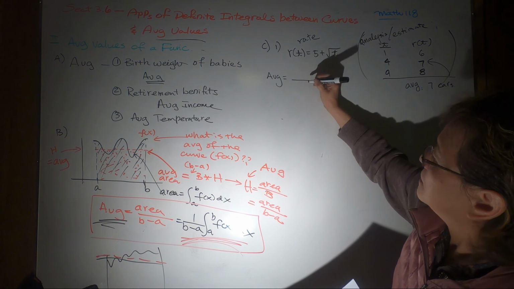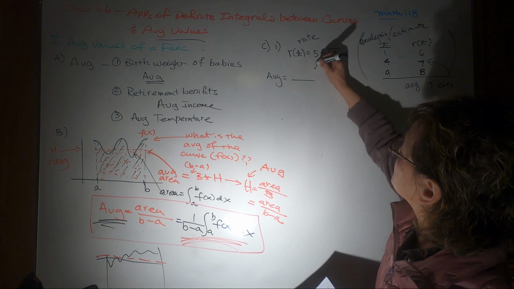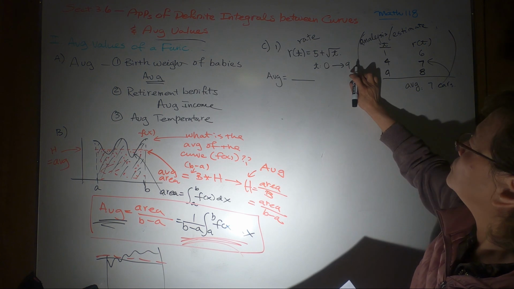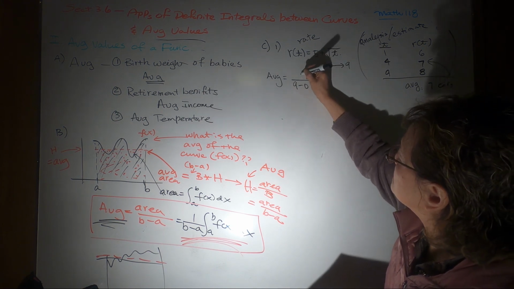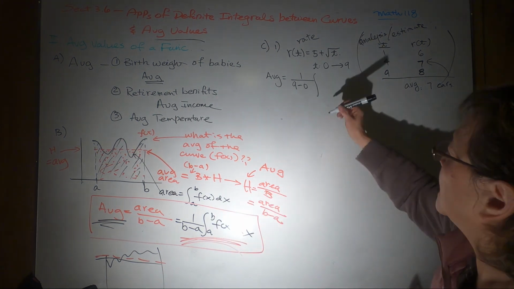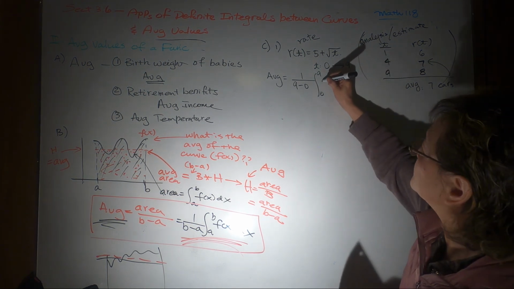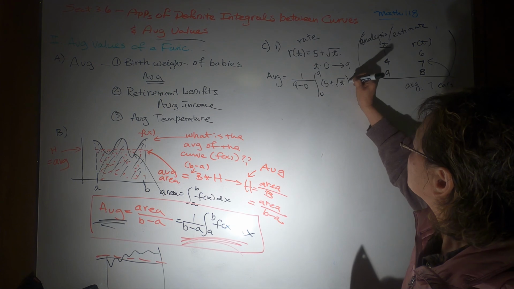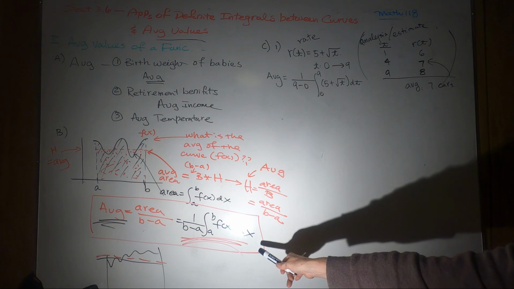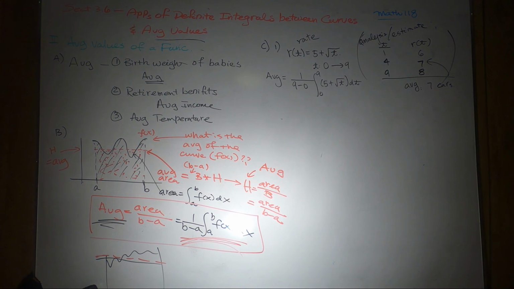The 9 hours time, right? From hour 0, t is from 0 to 9. So a is 0, b is 9. 1 over 9 minus 0 times the antiderivative of the rate from time a to time b. Then you take the antiderivative of this thing against time. If you do this formula, then that will give you the average of this rate.